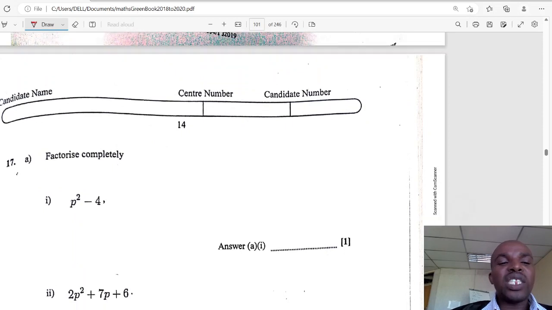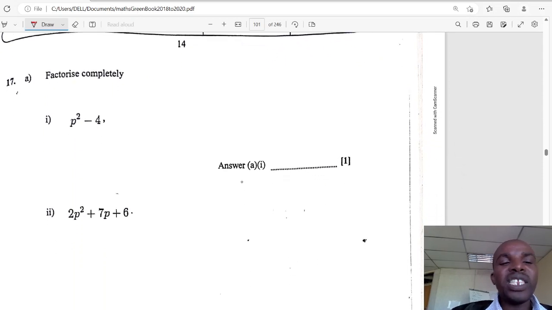Right, then factorize completely, that's 17. This one is the difference of two squares. The square root of p squared is p. The square root of 4 is 2. So you just take the square roots. So it will be p, you take the square root, the first with a minus, the other one with a plus. That's a difference of two squares.